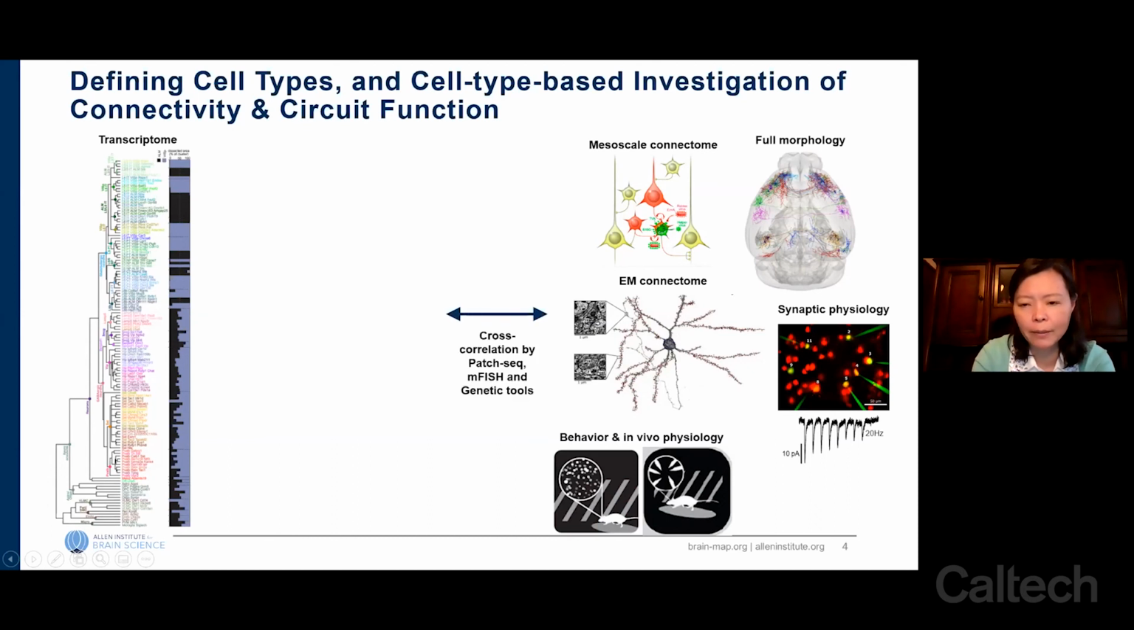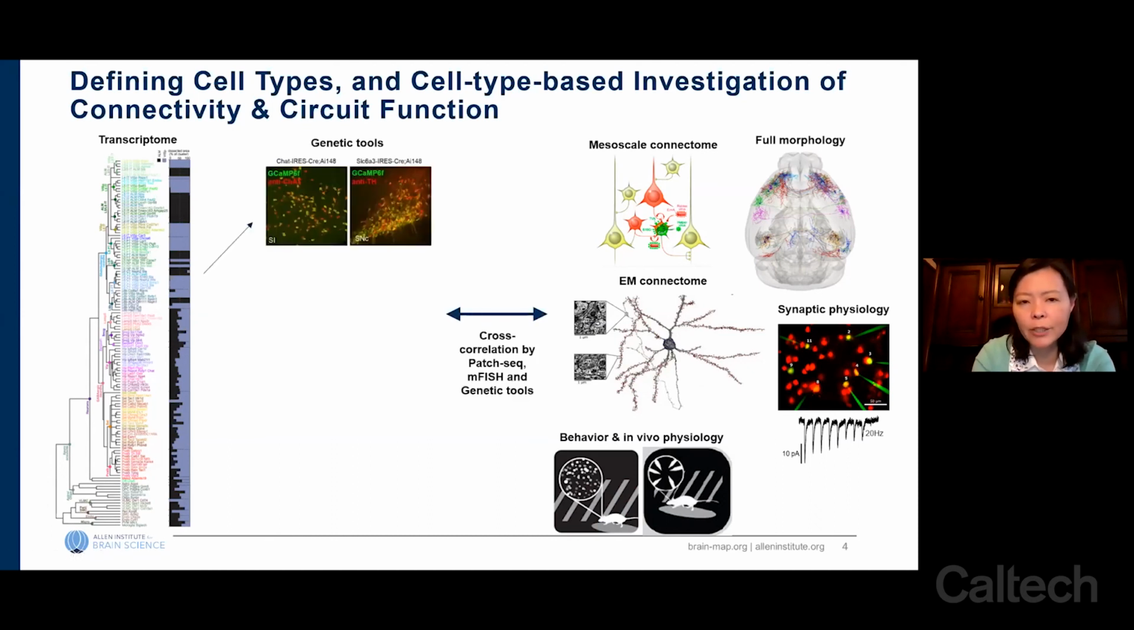We take three major approaches to do that. The first is to generate genetic tools using the information that we have gained from the transcriptomic taxonomy to target different cell types. As David said, our initial effort was in generating a large battery of transgenic mouse lines to target cells. In recent years, we have gradually switched to generating viral vectors, taking advantage of enhancer elements identified from the molecular data to be able to more efficiently target different cell types.